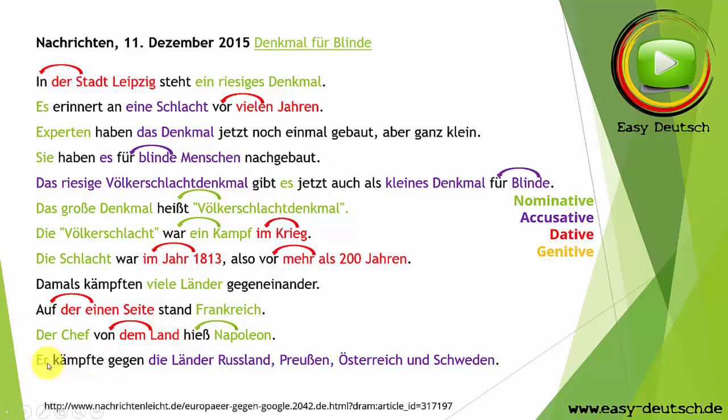Kämpfte gegen die Länder Russland, Preußen, Österreich und Schweden. So he fought against the countries Russia, Austria and Sweden. He is the subject, and then the rest is accusative because of the preposition gegen. Gegen requires accusative case.